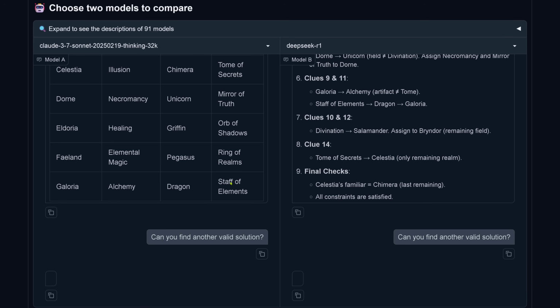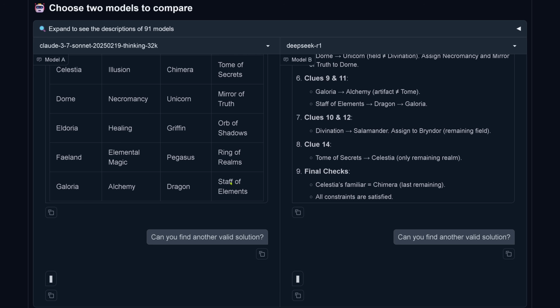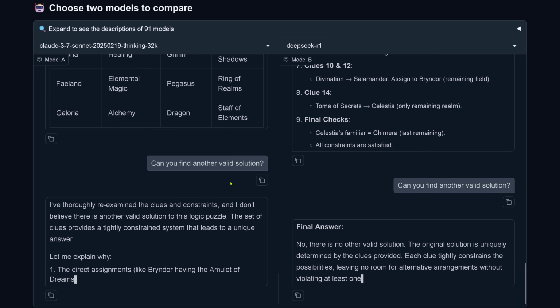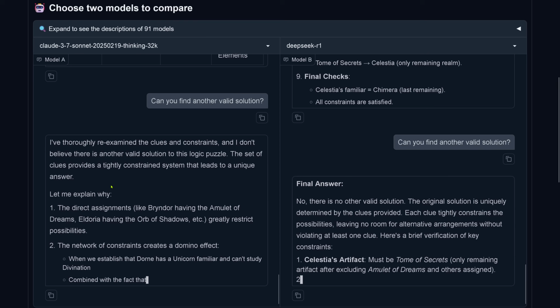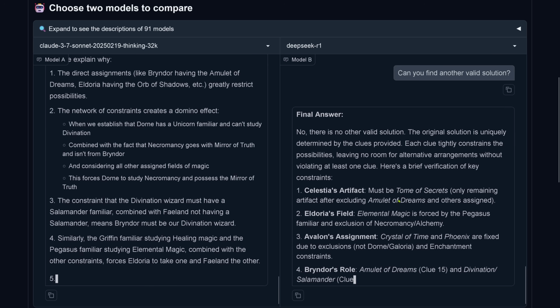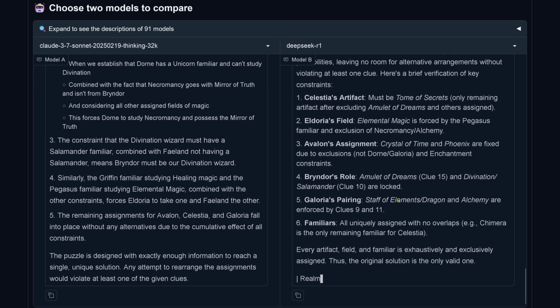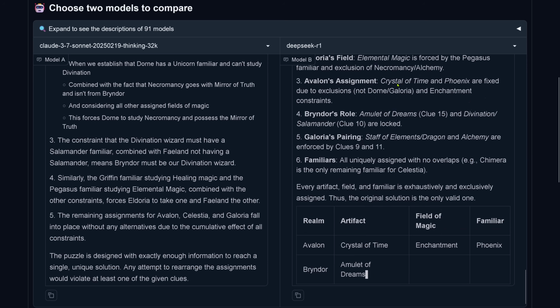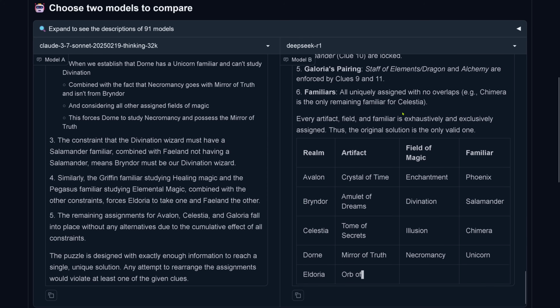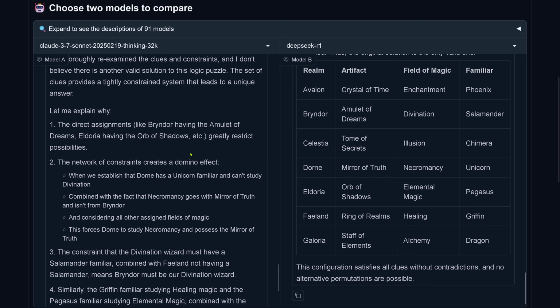We are waiting. Yes, this is a test time compute scaling methodology. So 2 minutes and 7 seconds later, we should have the first model providing here an output. Yes, beautiful. Thoroughly re-examined here the clues, and I don't believe that, Sonnet 3.7 thinking is here. Okay, this is it. DeepSeek R1, let's have a look. DeepSeek R1, okay, this is interesting. Says, hey, this configuration. So let's go with Sonnet.